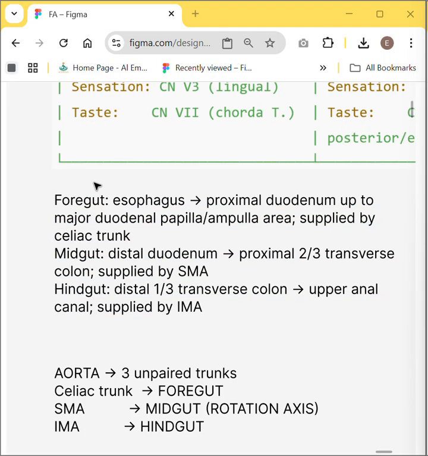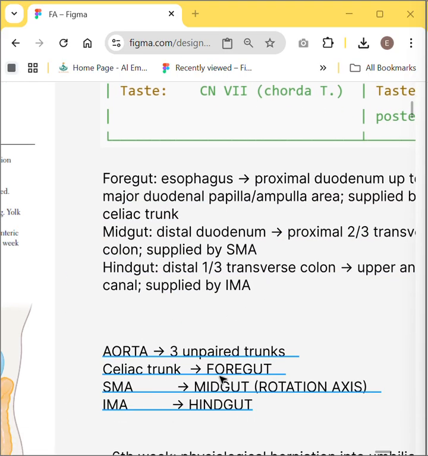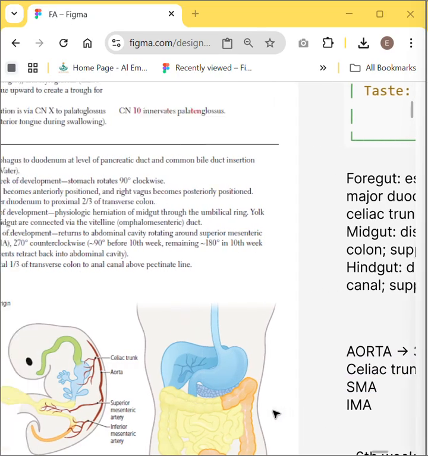So are we clear here? The foregut is supplied by the celiac trunk, the midgut is supplied by the superior mesenteric artery, and the hindgut is supplied by the inferior mesenteric artery. Okay, so the aorta basically has three unpaired trunks. The celiac trunk is for the foregut, the superior mesenteric artery is for the midgut. We'll see how the rotation axis moves. And the inferior mesenteric artery is for the hindgut.